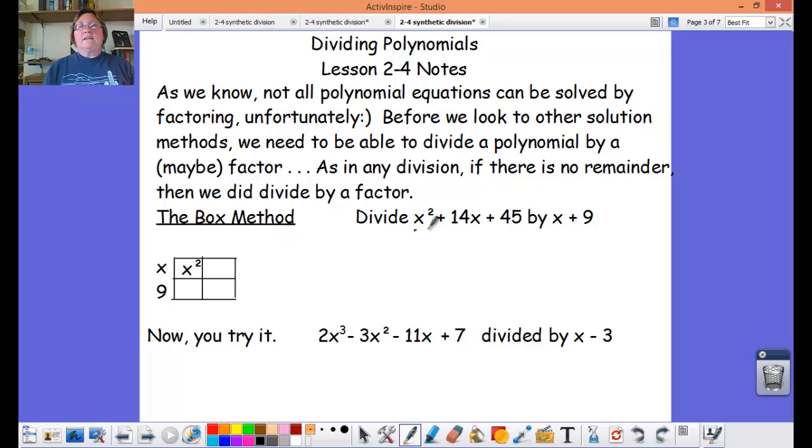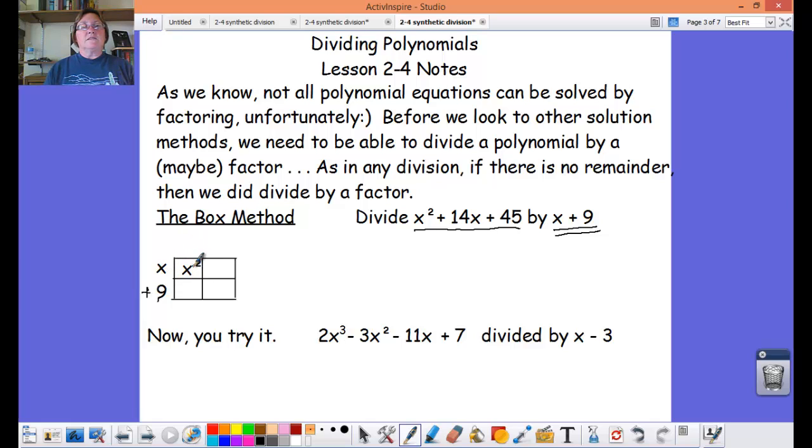We're going to divide x squared plus 14x plus 45 by this thing, x plus 9, which we hope might be a factor. Okay, if it's a factor, it divides in evenly. But anyway, to set the division up, we're going to get that x squared right there. The first term, we know we have to get that. We're dividing by x plus 9. I'm going to put the plus right there. And now we got to think backward here.